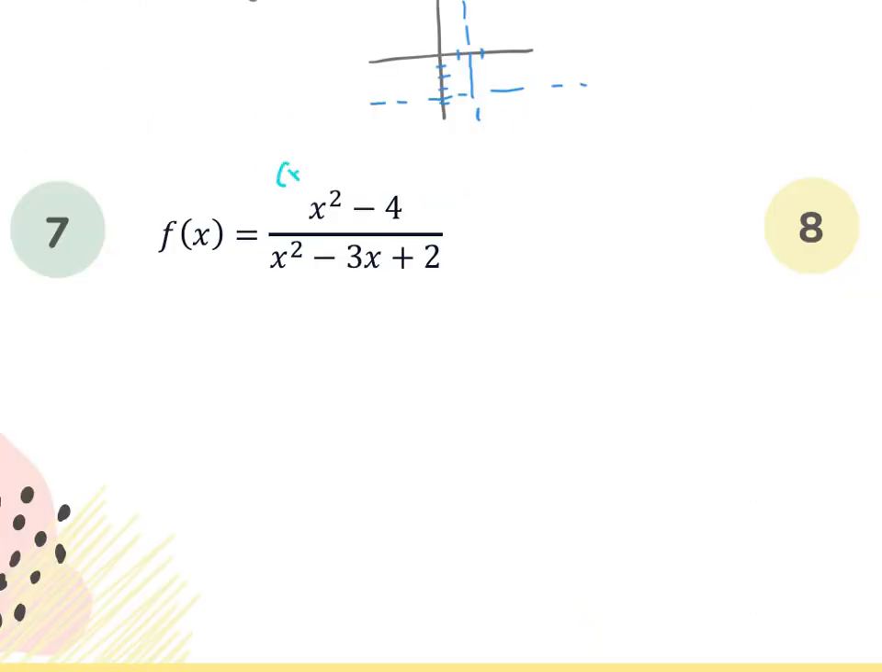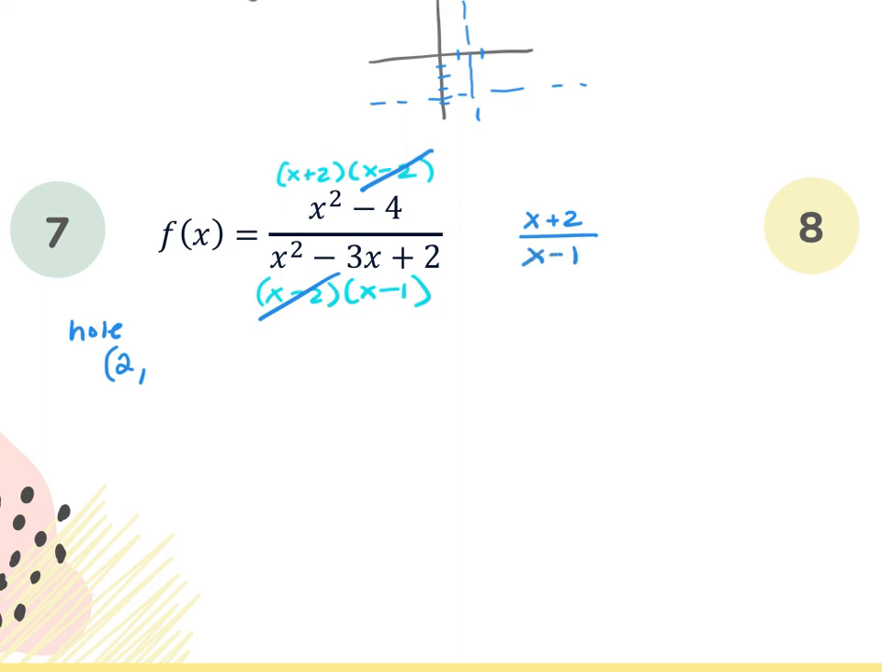7, I factor the top: x plus 2, x minus 2. Denominator, x minus 2, x minus 1. Factors that cancel are x minus 2, which means there's a hole at x equals 2. And then I'll plug it back in. Now I'm working with x plus 2 over x minus 1. So if I plug it back in, I get 2 plus 2 over 2 minus 1, which is 4 over 1, and it's 4.